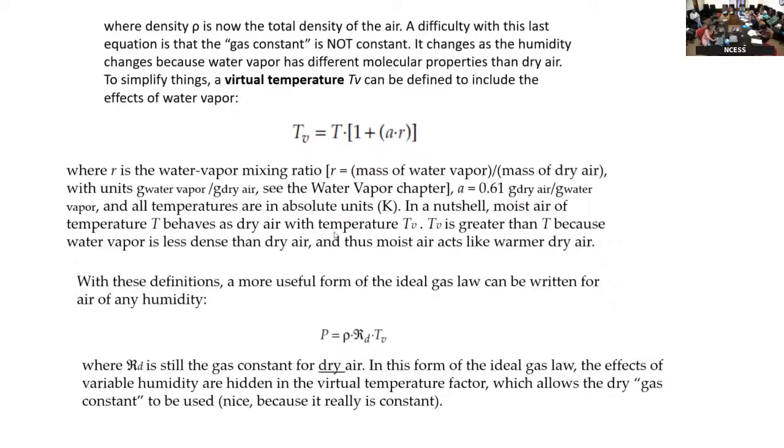Sorry, that is for another value. Here the A is 0.61 gram of dry air per gram of water vapor. That constant is for something else, but I have given the same variables here, so that may cause confusion to you. So all the values can be given. This is just an approximation to account for the presence of water vapor in the air mass.